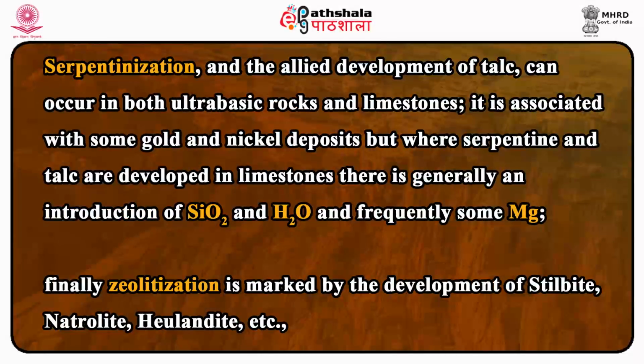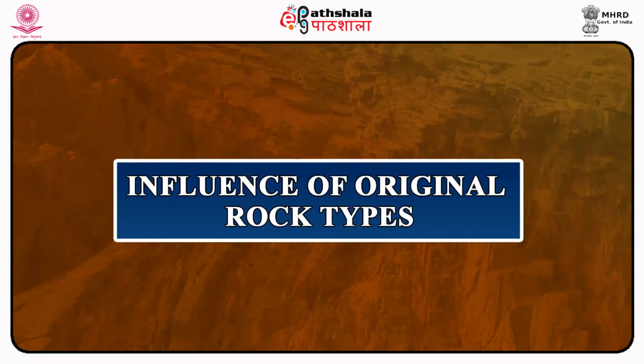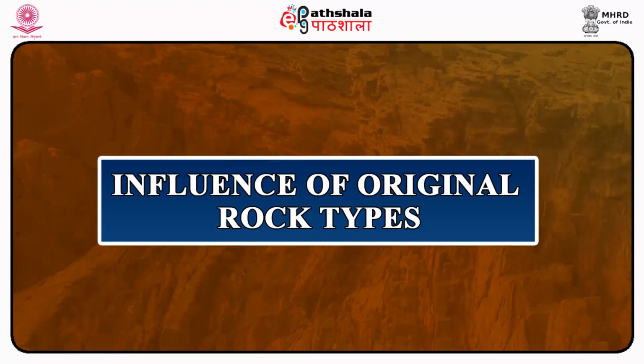Serpentinization and the allied development of talc can occur in both ultrabasic rocks and limestones. It is associated with some gold and nickel deposits, but where serpentine and talc are developed in limestone, there is generally an interaction of SiO2 and H2O and frequently some magnesium. Finally, zeolitization is marked by the development of stilbite, natrolite, heulandite, etc., and often accompanies native copper mineralization in amygdaloidal basalts. Next module of this talk is the influence of original rock types.